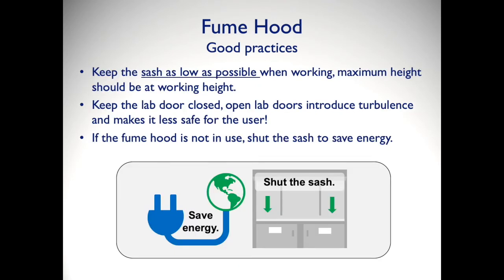Additional good practices include keeping the sash as low as possible when working. Maximum height should be at working height. Keep the lab door closed. Open lab doors introduce turbulence and make it less safe for the user. If the fume hood is not in use, shut the sash to save energy.